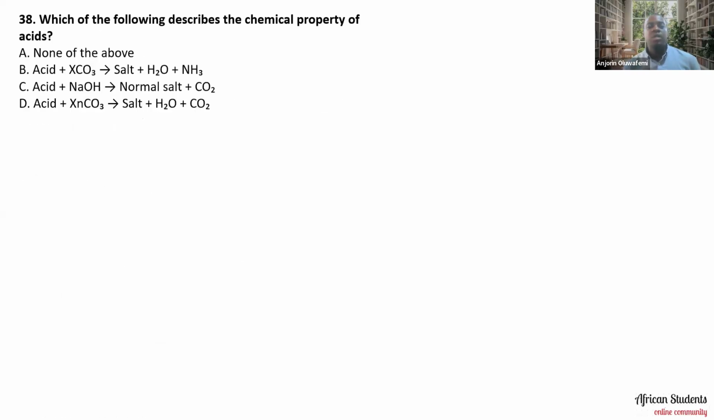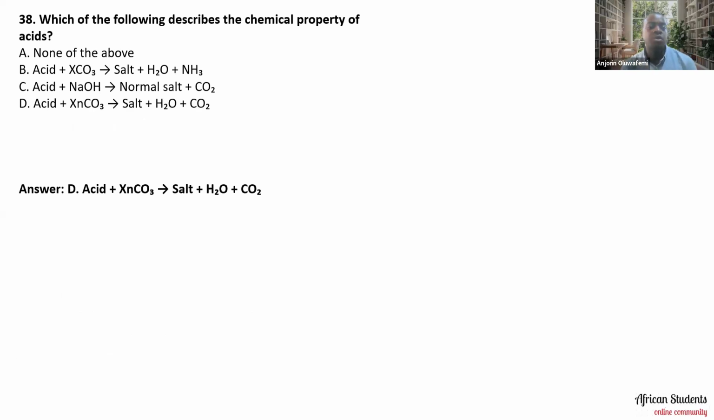This one says, which of the following describes the chemical property of acid? A is none of the above. B is acid plus XCO3 to give us salt plus water plus NH3. C is acid plus NaOH give us normal salt plus CO2. D is acid plus XNCO3 to give us salt plus water plus CO2. So the option is option D.